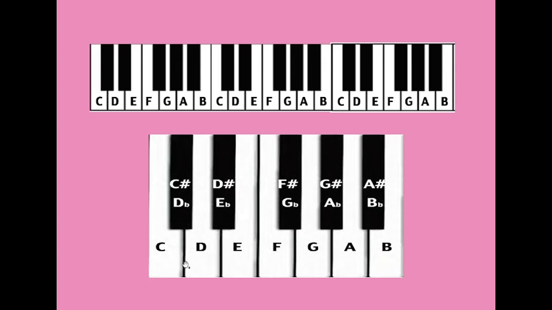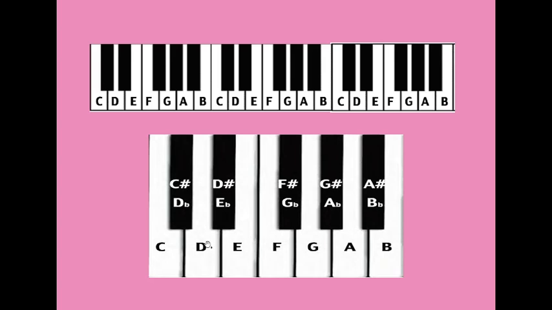Similarly, we said going backwards by half a step, flat. So this is D, so this is called D flat. This is E, so this is called E flat. This is G, so this is called G flat. This is A, so this is called A flat. This is B, so this is called B flat.